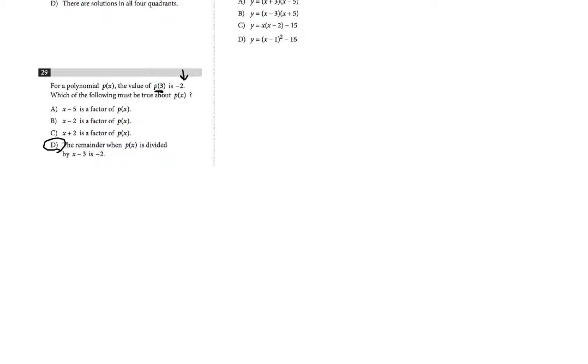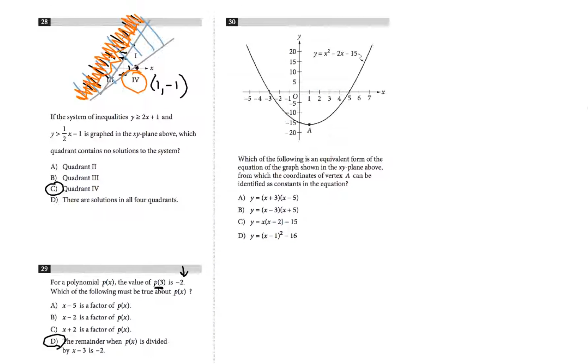All right, and the last problem on this section, which of the following is an equivalent form of the equation of the graph shown in the xy plane above, from which, here's the kicker for this one, the coordinates of the vertex of A can be identified as constants in the equation. All right, here's the vertex. It's right down here, and if you figure out the vertex, it's going to be 1, negative 16. Which one of those has a 1 and a negative 16 in?